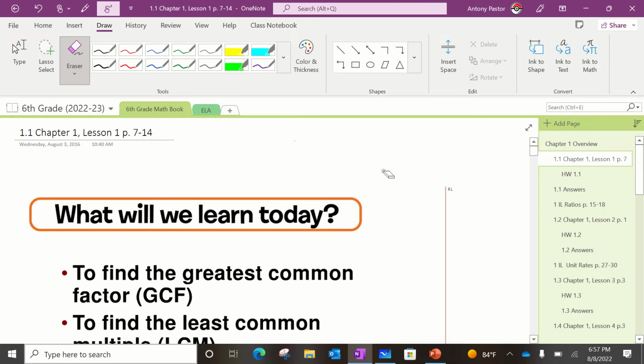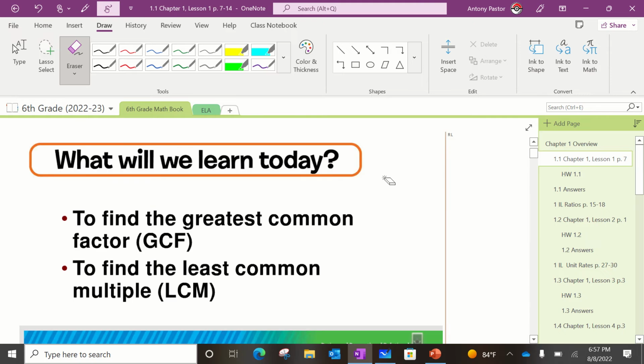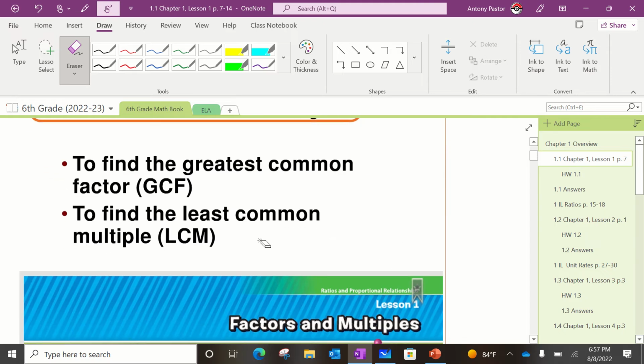What will we learn today? We're going to find the greatest common factor, and we're also going to learn how to find the least common multiple. Now, greatest common factor is typically referred to as GCF. Least common multiple will be referred to as LCM. It's very important that we learn these acronyms because these will be coming up a lot within our lesson.